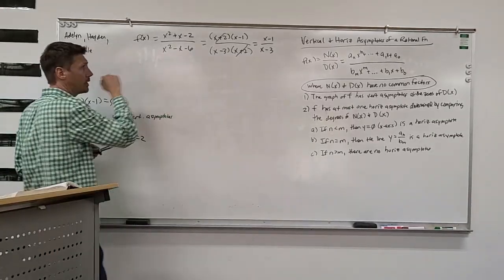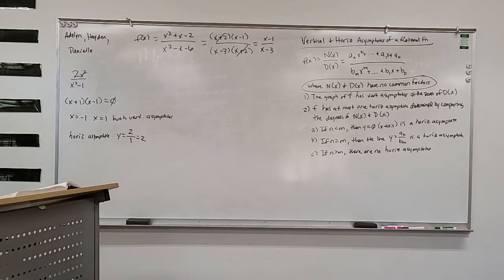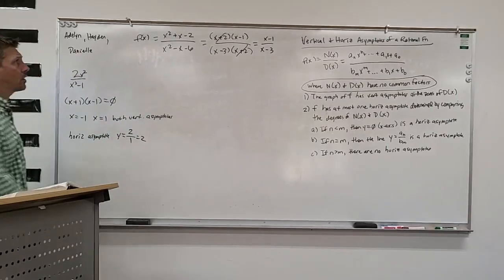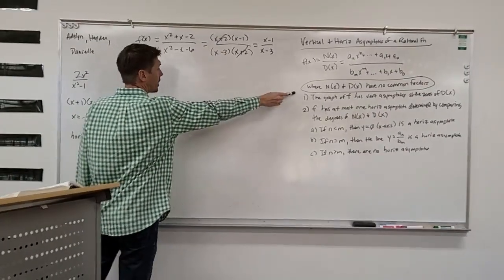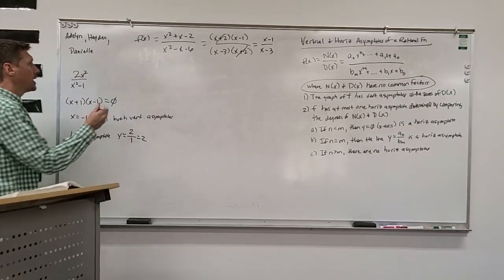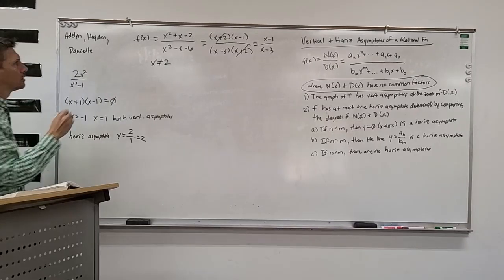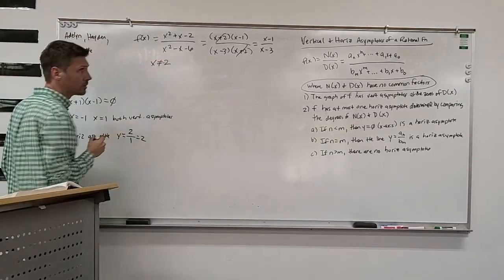negative 2 down here on the bottom, what's going to happen? I'm going to get division by 0, right? And so even though I was able to cancel those out so that I could follow my rules here, I have to remember that x cannot equal negative 2. X cannot equal negative 2, yeah, sorry.